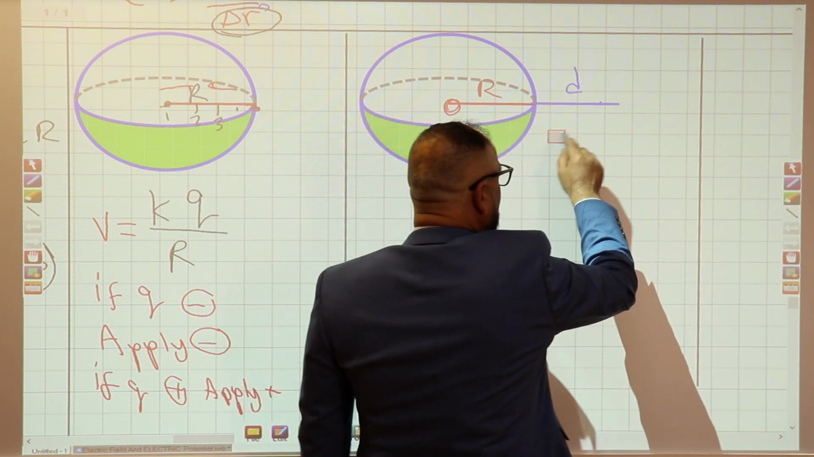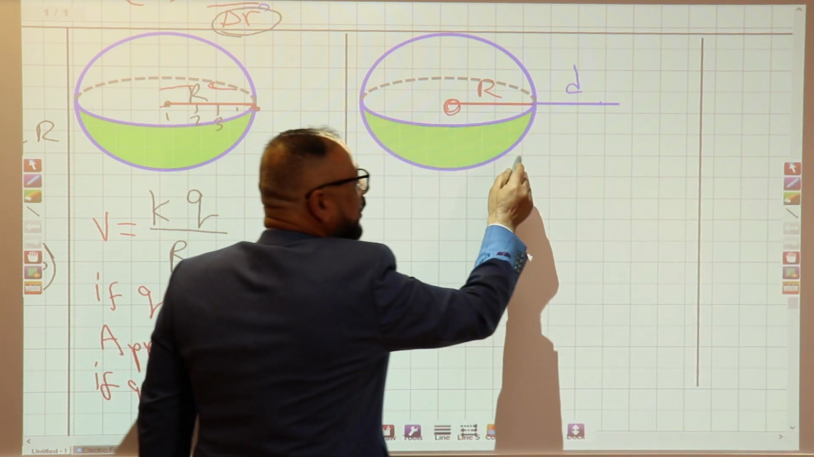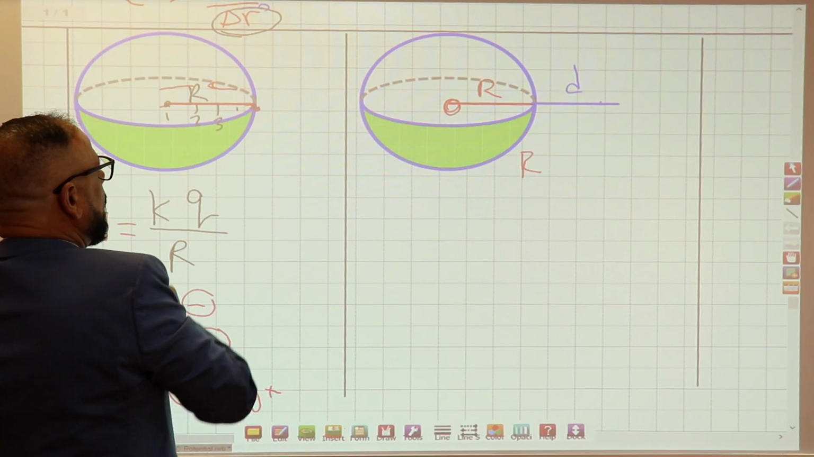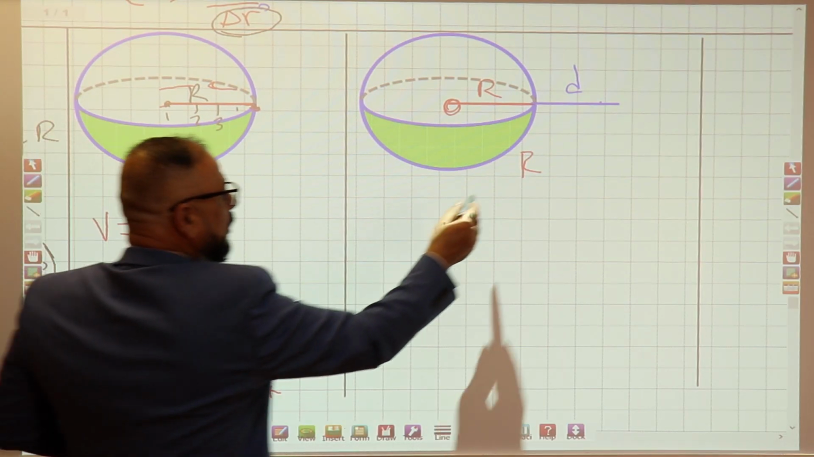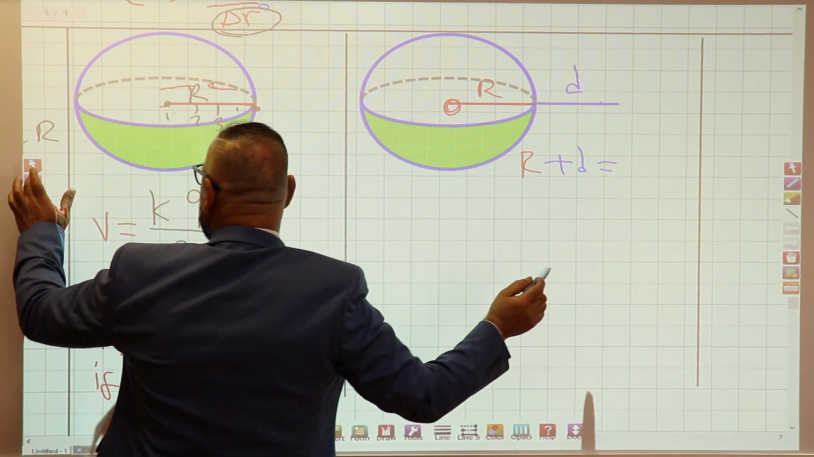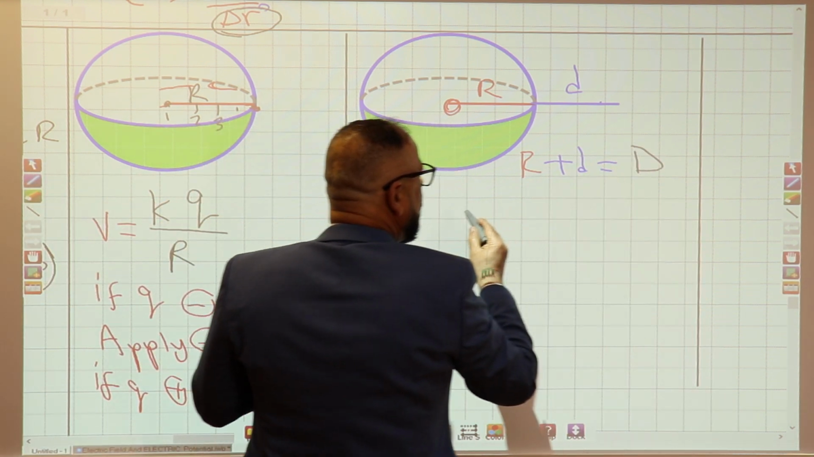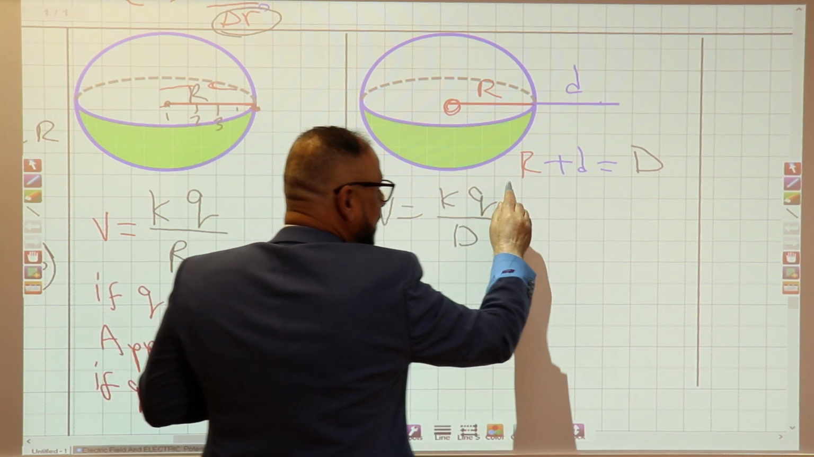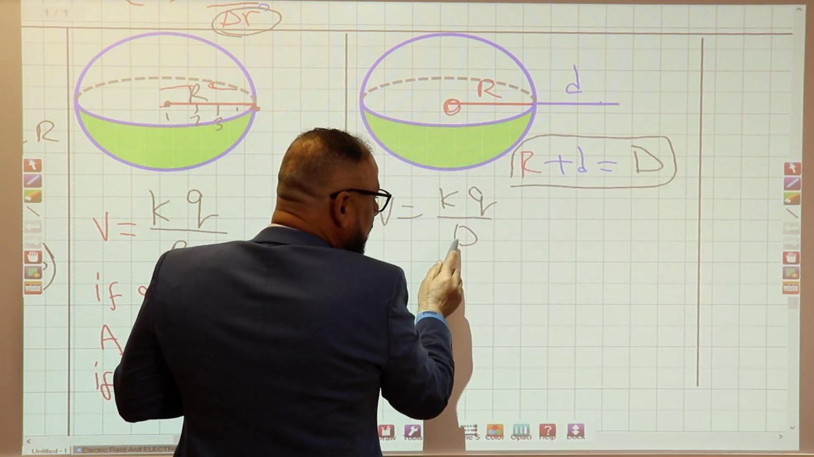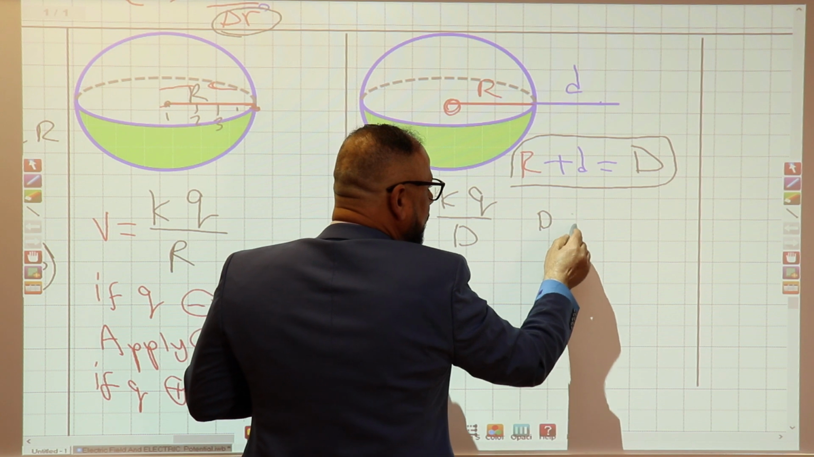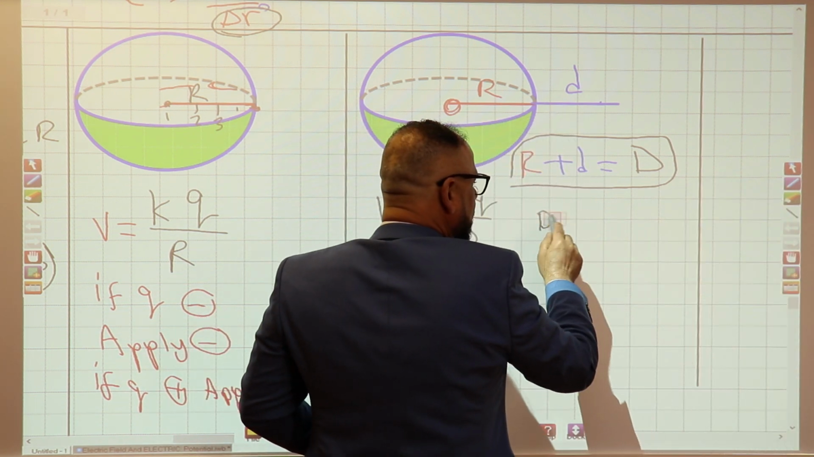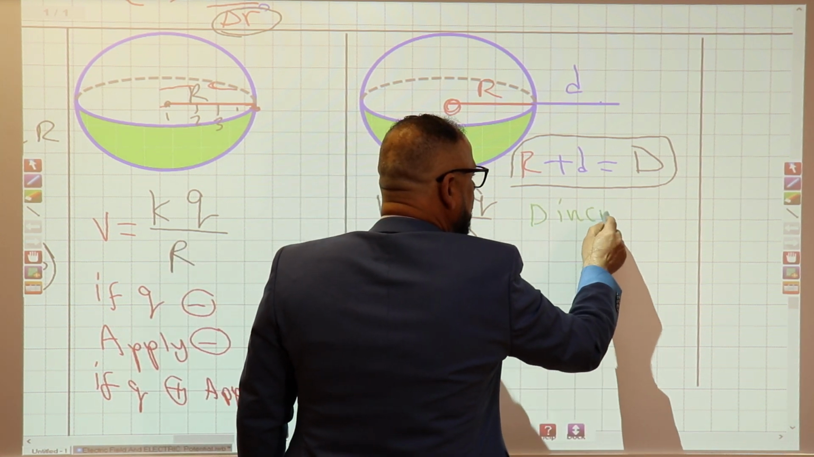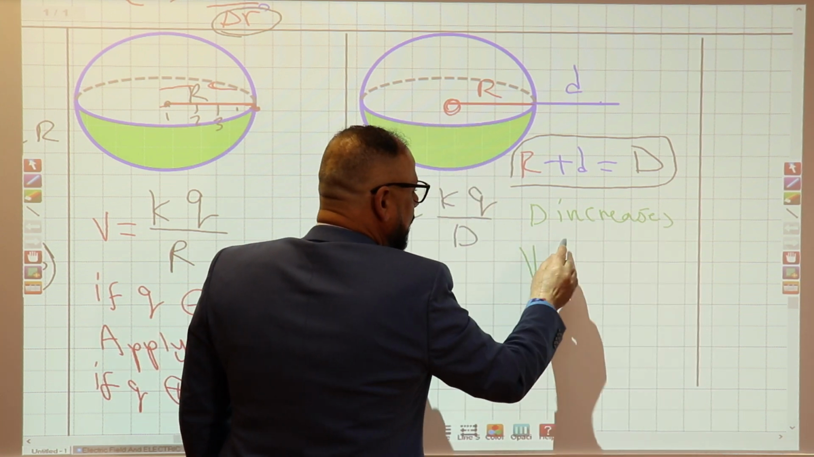I'm going to keep the same color. We're going to say R plus D equals a big D. Then V equals KQ over big D. Remember, big D equals R plus D. Now as D increases, V decreases.